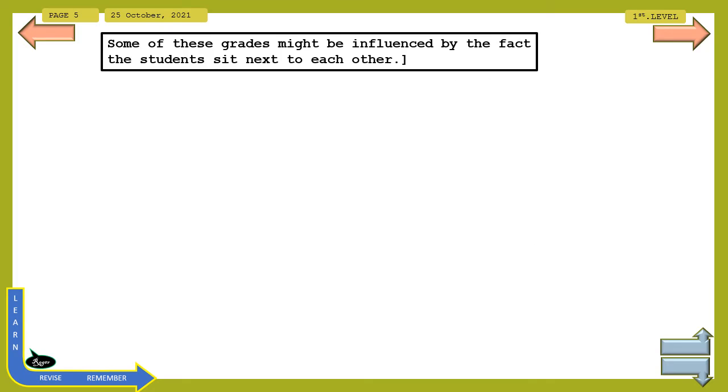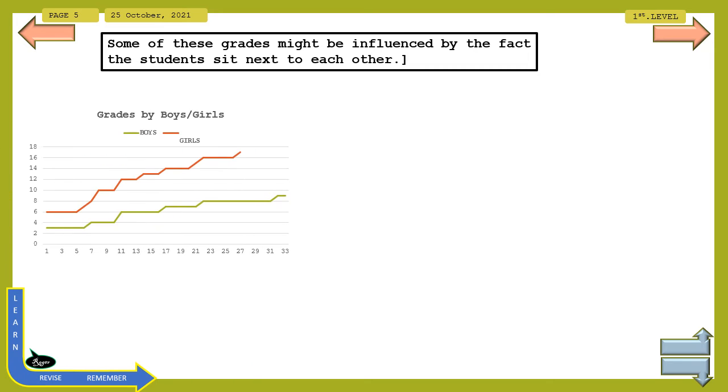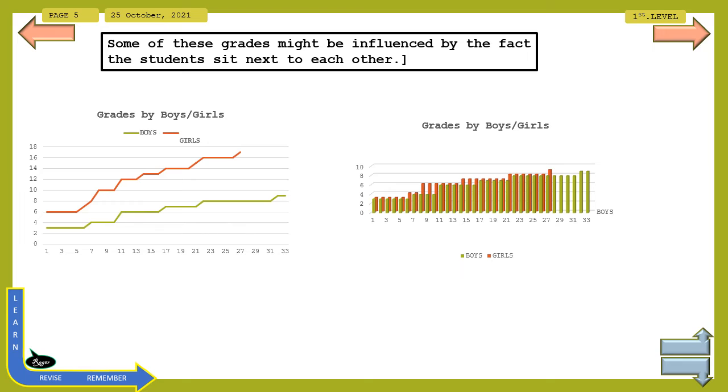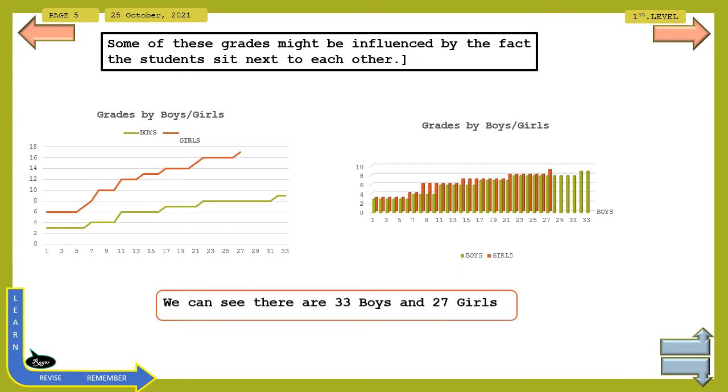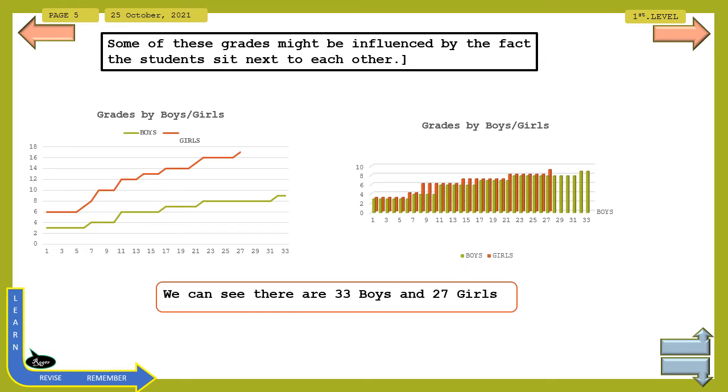Some of the grades might be influenced by the fact the students sit next to each other. From this chart, we see that girls of this age tend to do much better than boys. Also, the red line stops at 27 and the green line stops at 33. This is the same information presented in a different way. You see, the former is much easier to read than this one. We can see that there are 33 boys and 27 girls. And you mustn't take any notice of these results because I just threw random numbers into the spreadsheet.